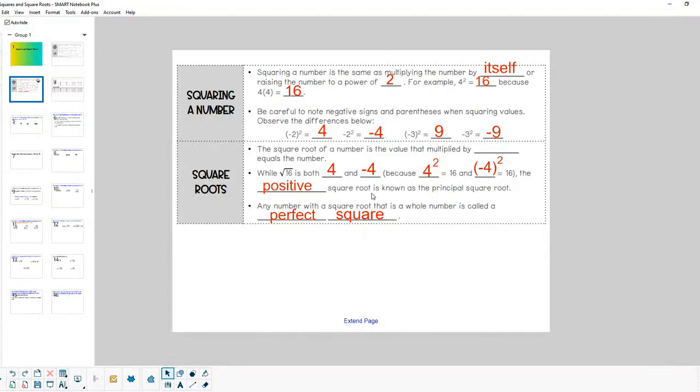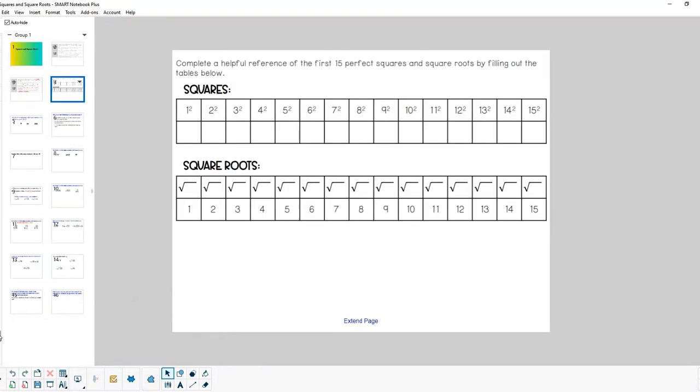Now the positive square root is known as the principal square root, and that's the one that we use the most. But there is such a thing as a negative square root, and sometimes you'll be asked to produce that number. Any number with a square root that is a whole number is called a perfect square. If, on the other hand, a square root has a decimal, it's not considered a perfect square. Complete a helpful resource for the first 15 squares and square roots by filling out the table below.